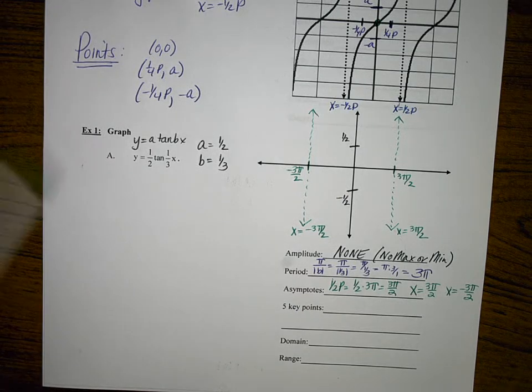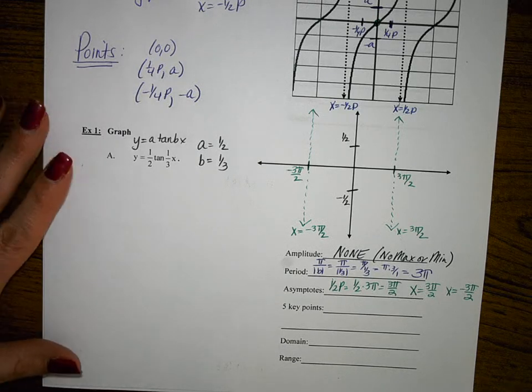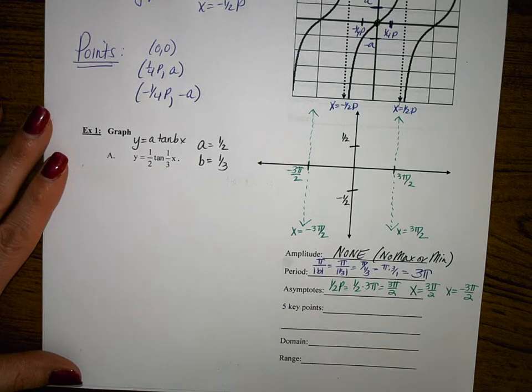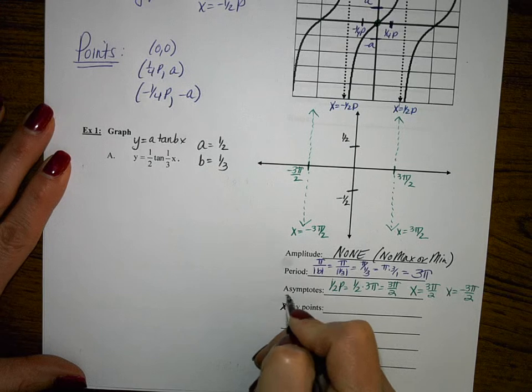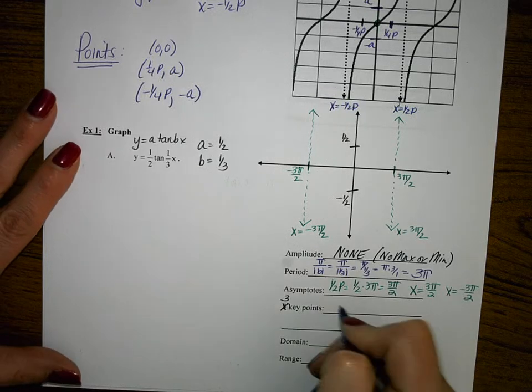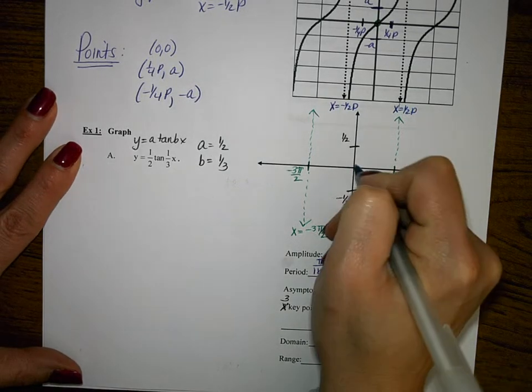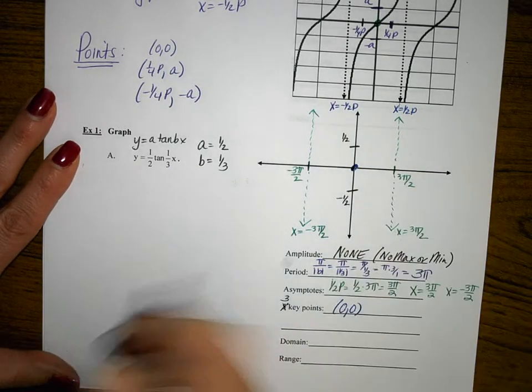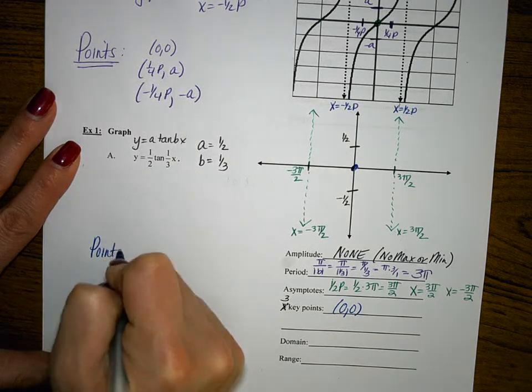Now, with tangent, there are only 3 key points. We have 2 asymptotes and 3 key points. Where is the first point that I'm going to put on my graph? 0, 0. So I'm going to plot it at 0, 0. And then I'm looking for my other 2 points.